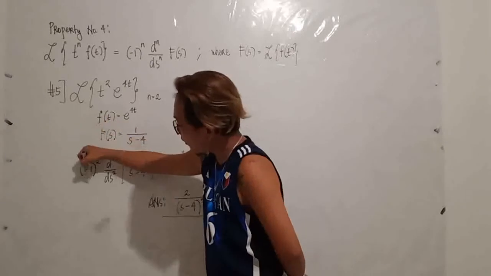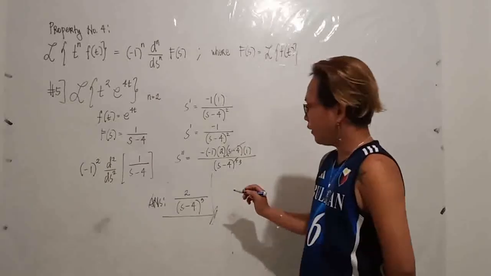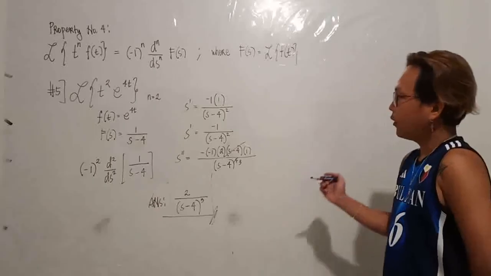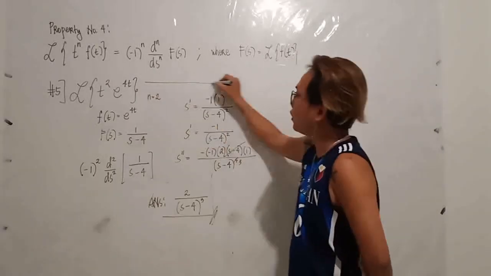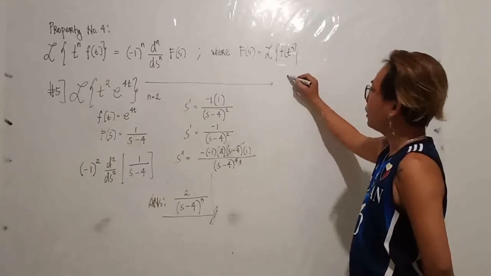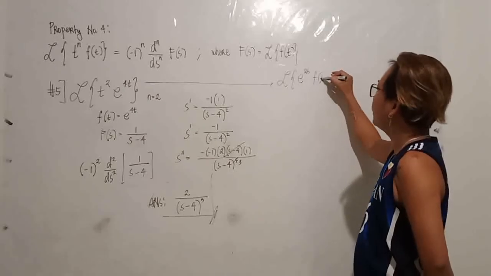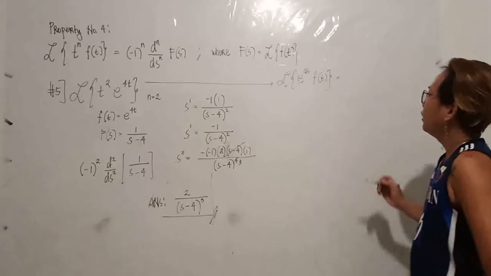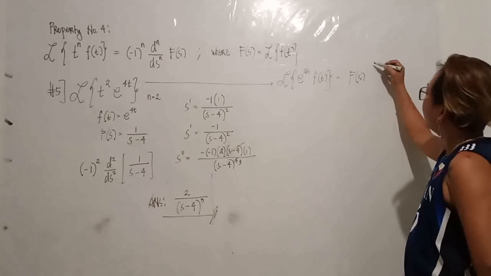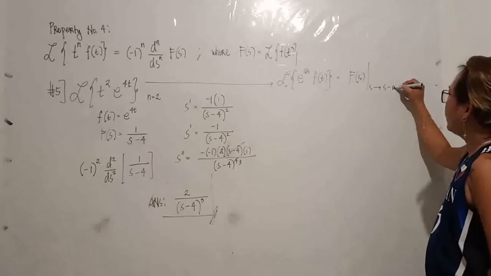Then, kapag in-apply mo to, this is negative 1 squared, that's positive 1. So, wala ding effect. So, the final answer is 2 over s minus 4 cubed. But, if you will notice, pwede din itong isolve through the property number 3, wherein you will have the Laplace transform na nakamultiply kay e raised to at, then the f of t, wherein you will get the f of s, tapos lahat ng s will be replaced by s minus a.